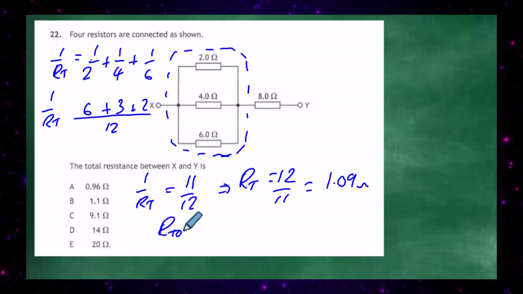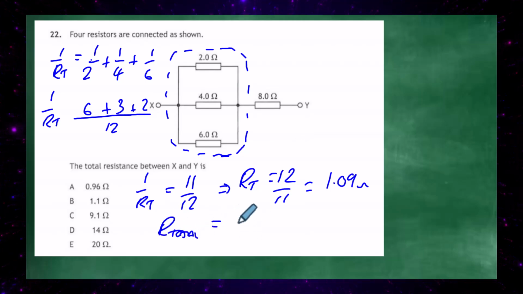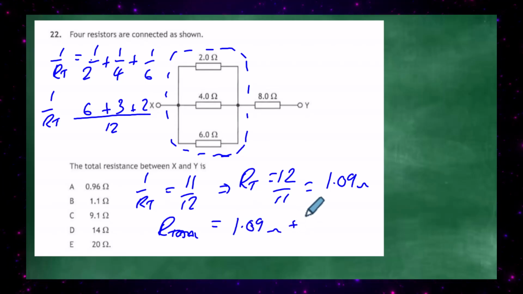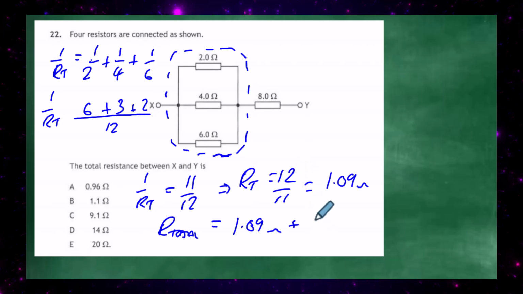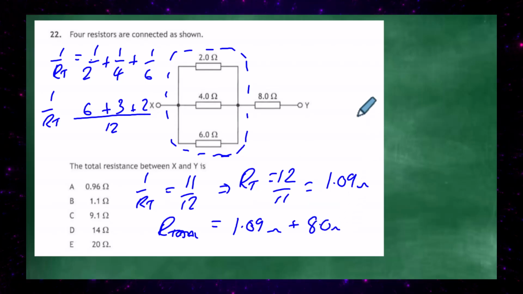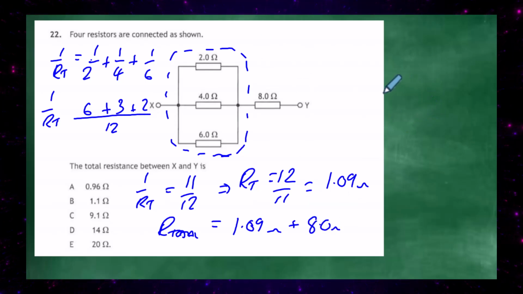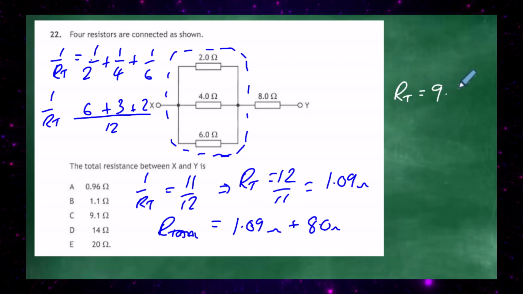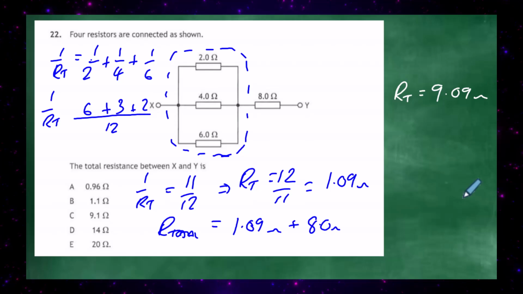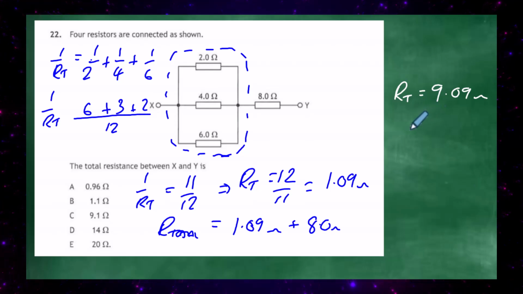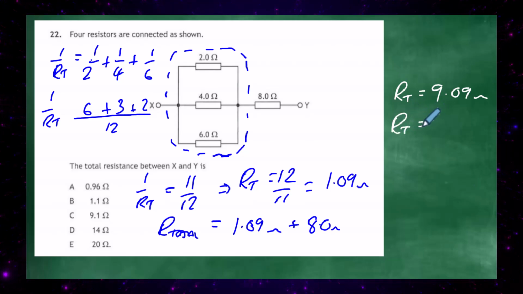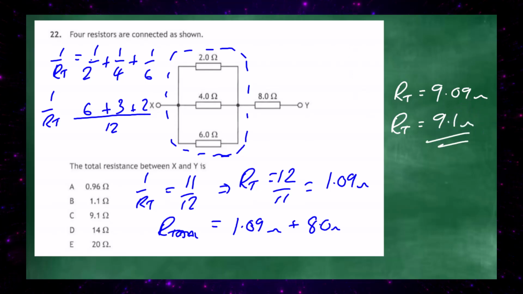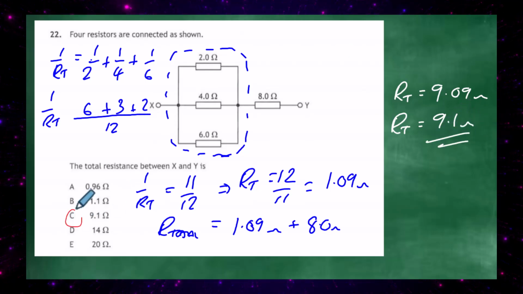So now we have to add on the 8 ohm resistor in series, and therefore we have the total resistance, if we can call it that. The total resistance is going to be the 1.09 from the parallel part plus the 8 ohms from the series part, and therefore we get a total of 9.09 ohms. So the total resistance is equal to 9.09 ohms, and we can put that to 2 significant figures, and our total becomes 9.1 ohms. So we're looking for 9.1 ohms, and the answer to that will be C.